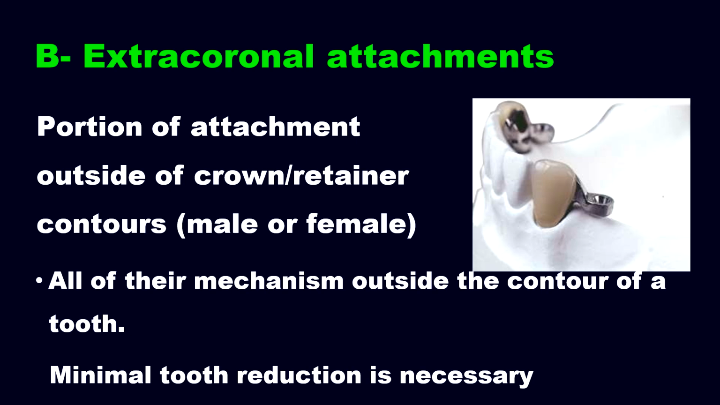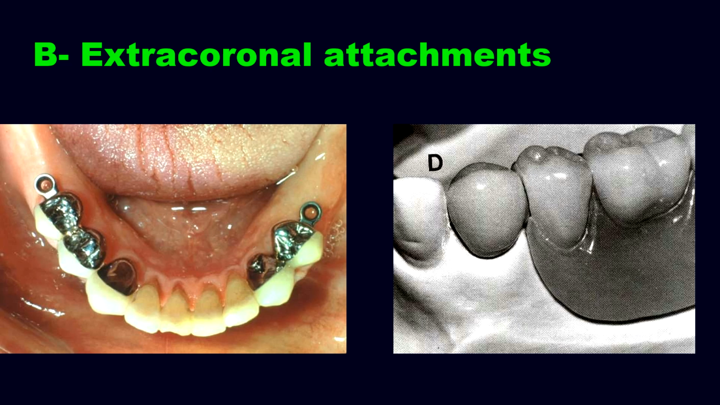What is an extracoronal attachment? It is the portion of the attachment outside of the crown of the retainer, be it male or female. For extracoronal, the crown is here, and the attachment is normally extending outward from the crown. This is extracoronal, whereas intracoronal means the attachment is within the tooth surface during preparation. Hence, minimal tooth reduction is necessary. As you can see from the images, the attachments are extending outside from the tooth surface.